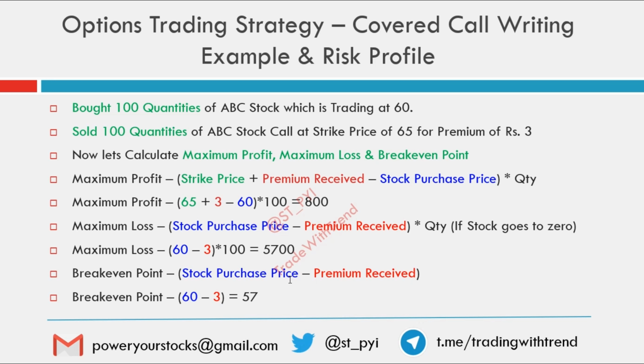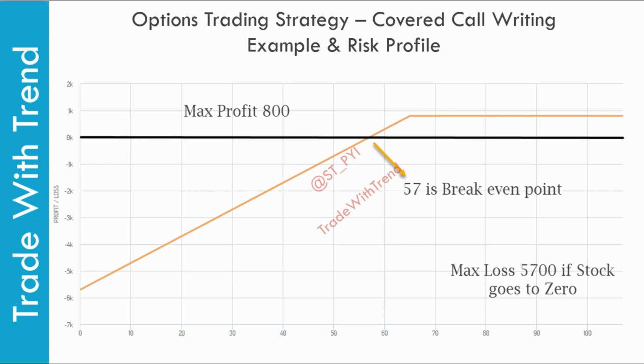It would be stock purchase price minus the premium received. That is 60 minus the 3 rupee premium that we received. So break-even point is 57. Now I'll just put out the risk profile chart for you. Now, as we saw in the previous slide, 57 actually becomes the break-even point. The maximum loss that we can undertake is 5,700. That is if the stock goes to zero.